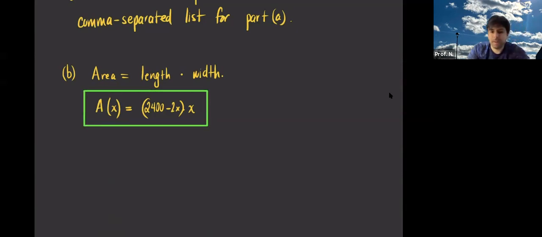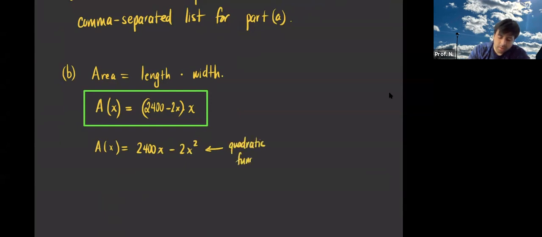So that would be part B. And I'll let you guys do part C, because from here, what do we get? We get 2,400x minus 2x squared. And this is what kind of function? This is a quadratic function.